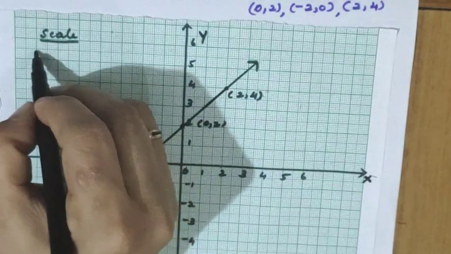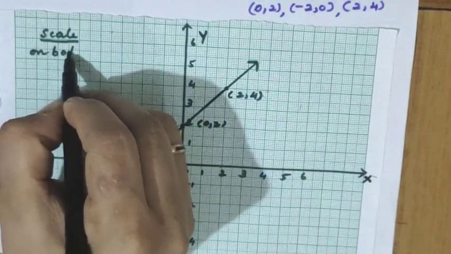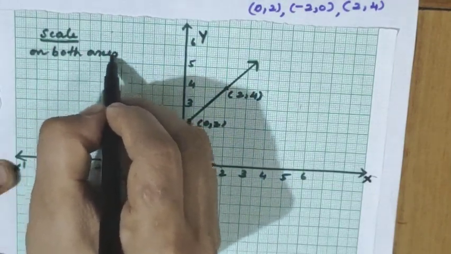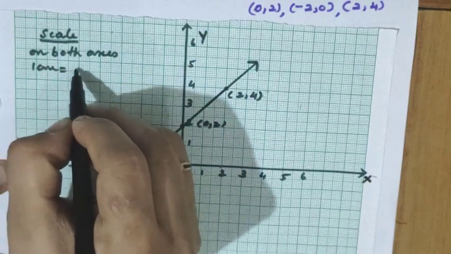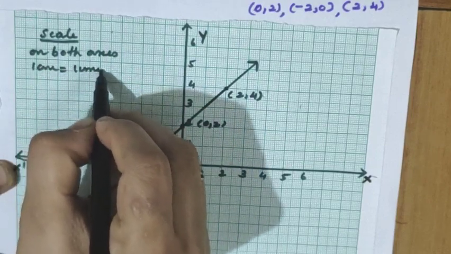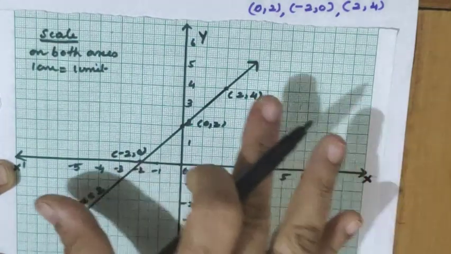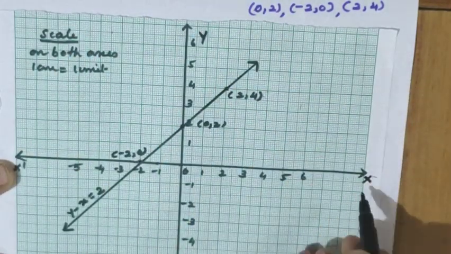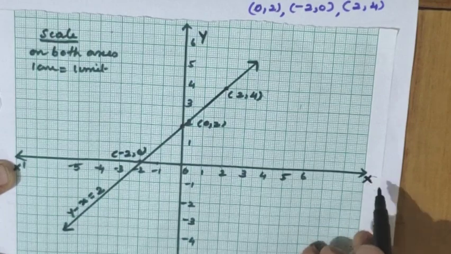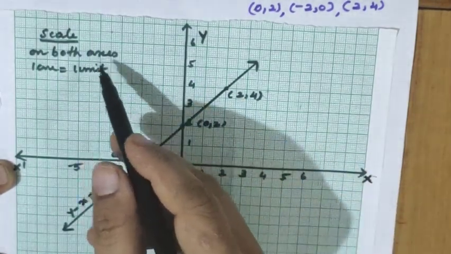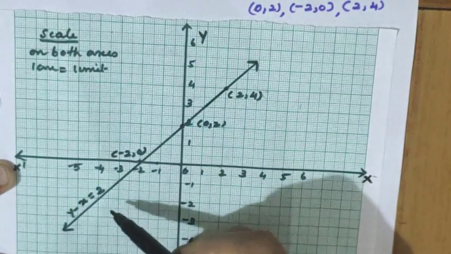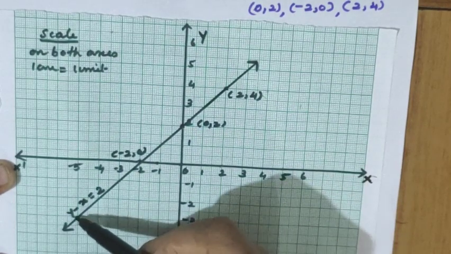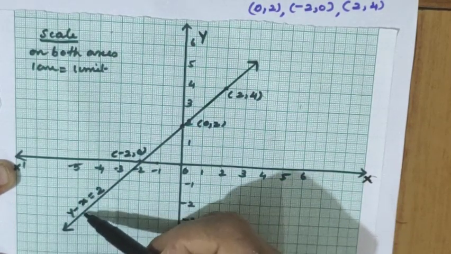Now this time what is the condition? On both axes we can write 1 centimeter equal to 1 centimeter or 1 unit, right? Because nothing is given in the question, so these many points you have to remember. The axis names to be given, scale to be given, points to be marked or highlighted, and equation of the line to be written.